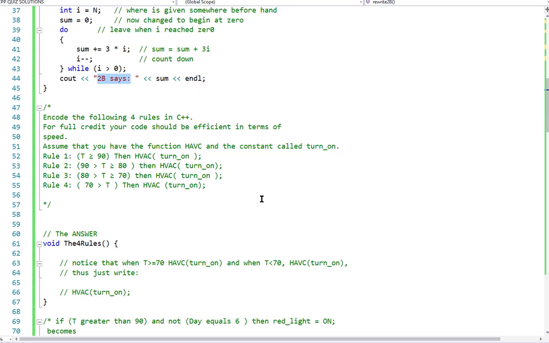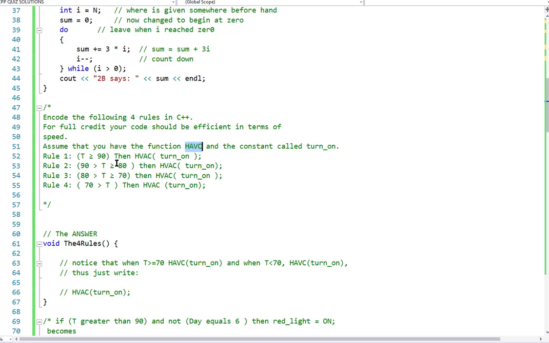Next, you have a question that says to encode the following rules in C++. For full credit, the code should be efficient in terms of speed. So we take a look at these rules. They're pretty complex looking rules. If T is greater than or equal to 90, then the HVAC, which means heating, ventilation, and AC unit, turn it on. And you assume you have a function called HVAC. You don't have to worry how it works.